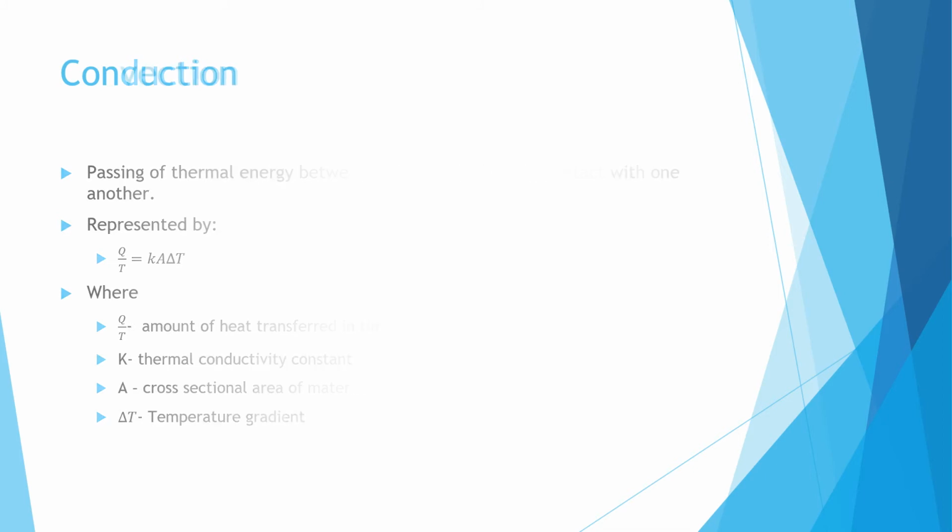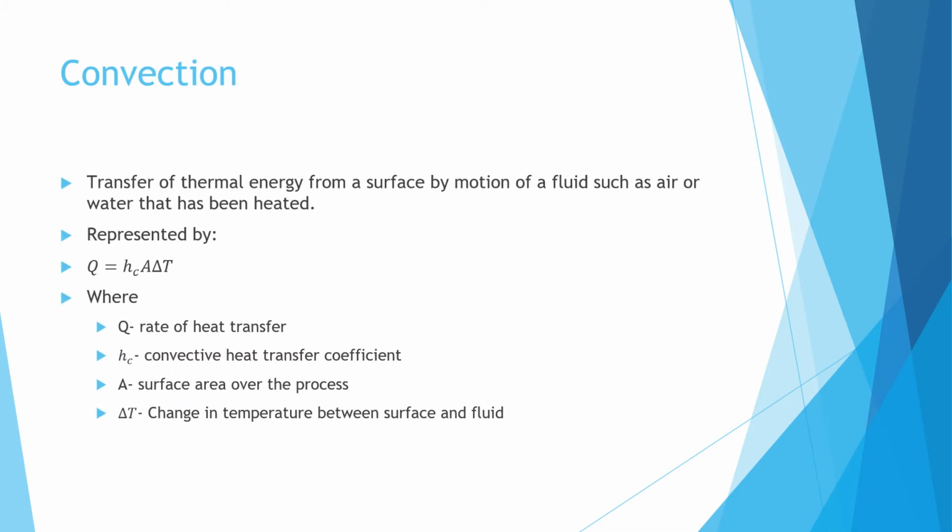Next, we have convection. Convection is a transfer of thermal energy from a surface by motion of a fluid such as air or water that has been heated. This is best represented when it's wintertime and you're turning on the heat. When this happens, warm air rises to the ceiling because it's less dense and transfers heat as it collides with the air initially in the room. This change is called convection.